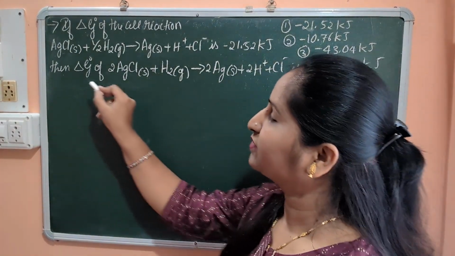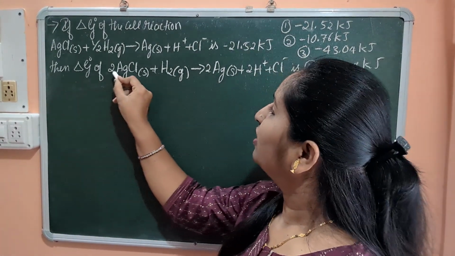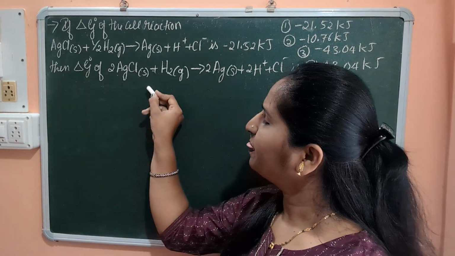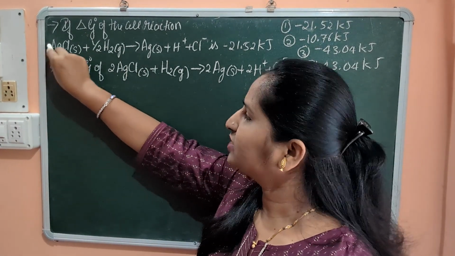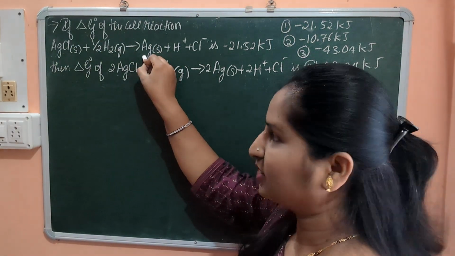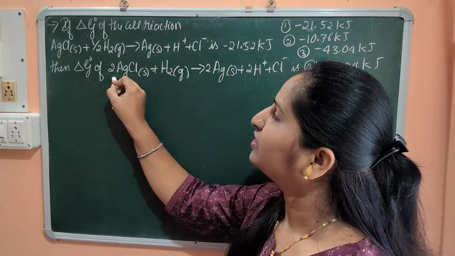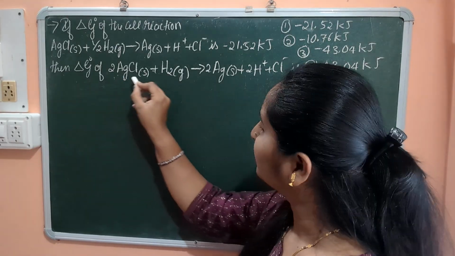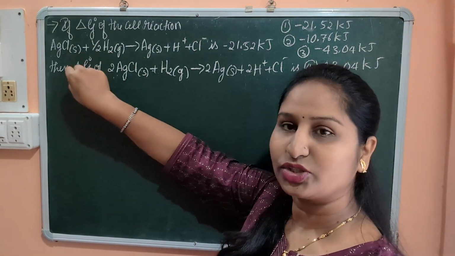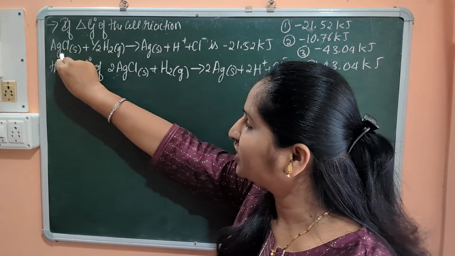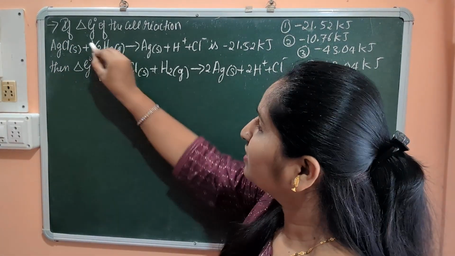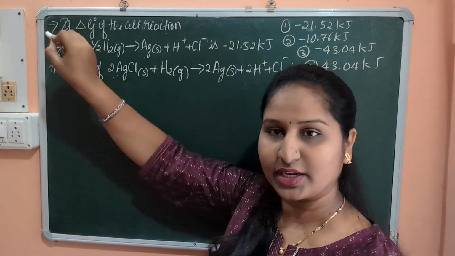And then for the Gibbs free energy change for another reaction they have asked. The reaction remains the same, because here 1 mole of silver chloride is undergoing a reduction reaction, and in this case 2 moles of silver chloride are undergoing the reduction reaction. Only the stoichiometric ratio is changing, that is 1 mole of AgCl and here 2 moles of AgCl. And they are asking us to calculate the Gibbs free energy change.